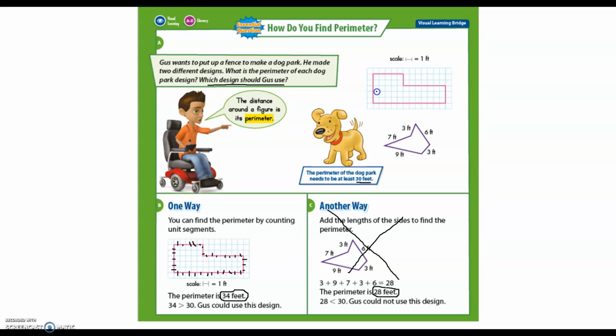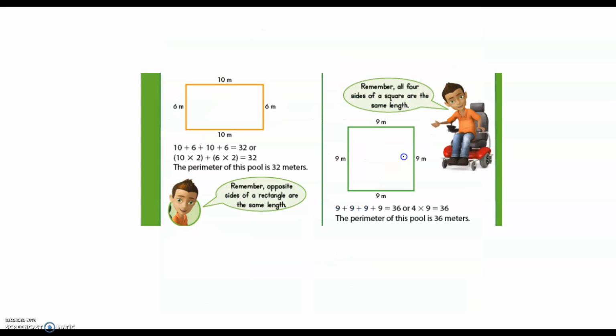So finding perimeter is pretty easy. You're either counting units or you're adding sides together. When you have very common shapes like squares and rectangles, it's actually a little bit easier. Now, if you look at this rectangle, we know that in rectangles, the parallel sides are the same. So these two sides are the same, and these two sides are the same.